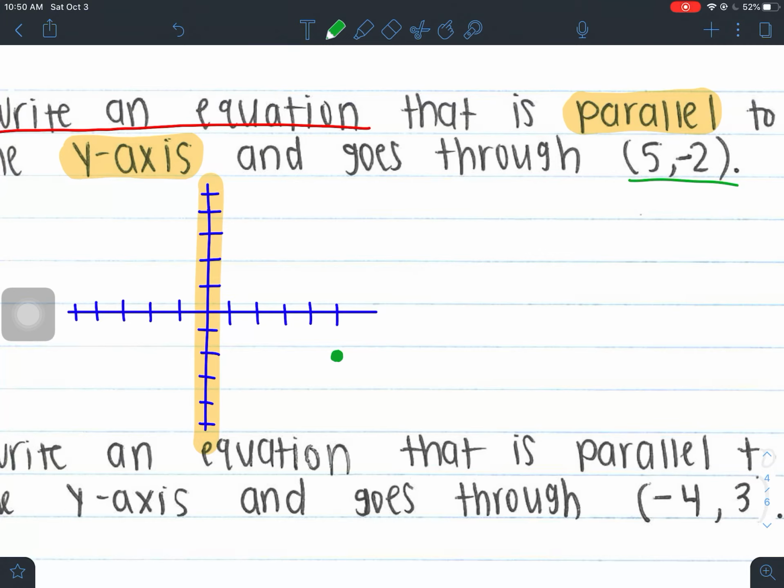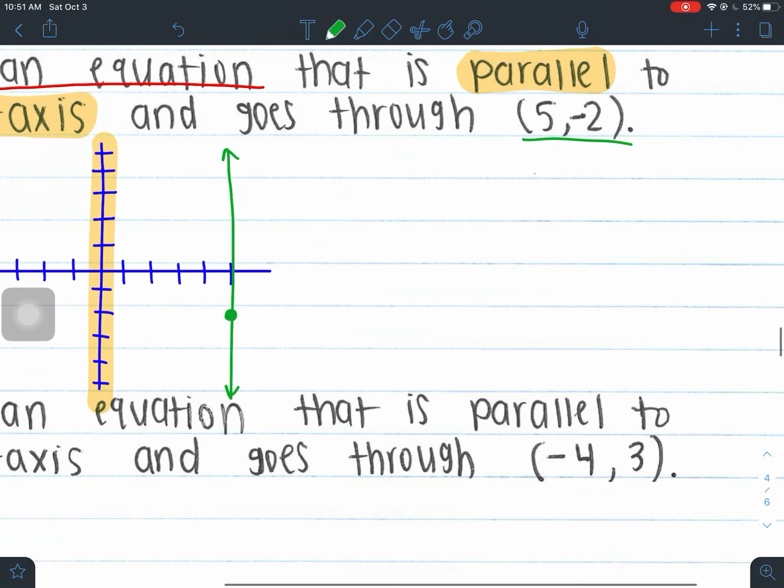So if I want it parallel, I don't want it to cross. So the question is, would I make the line go side to side, left to right, or would I make it go straight up and down? The answer is straight up and down. And the reason why we want it straight up and down is because we don't want it to cross the y-axis. We want it to be parallel.